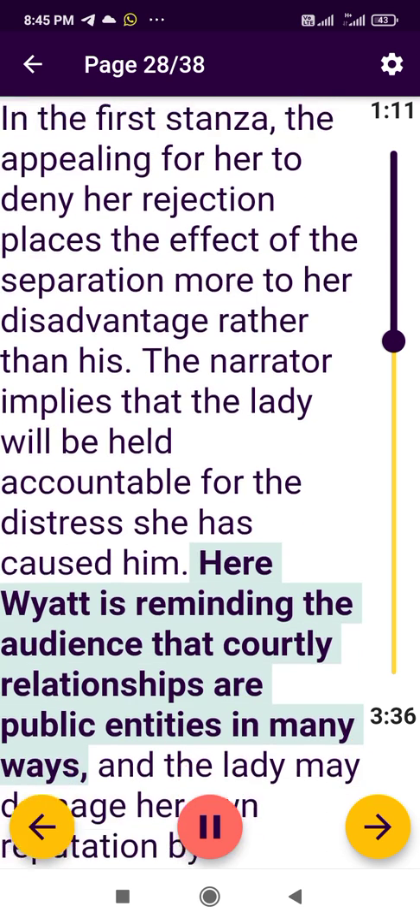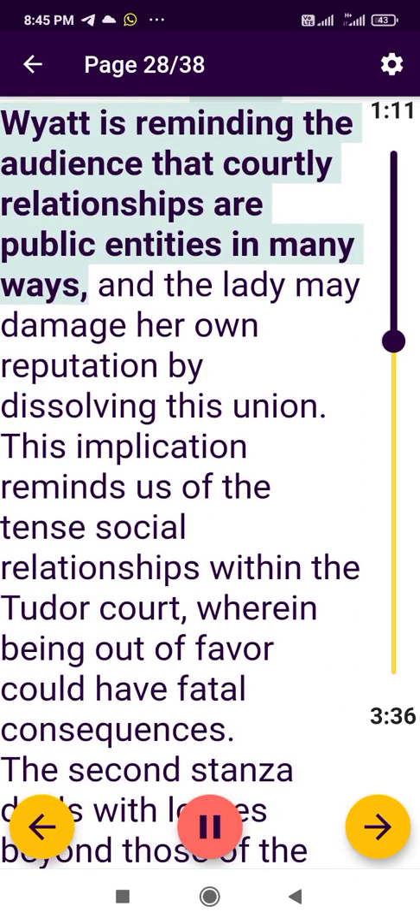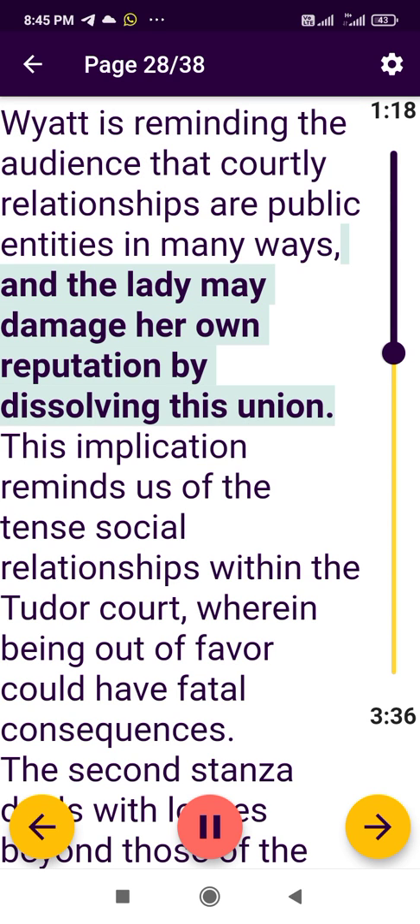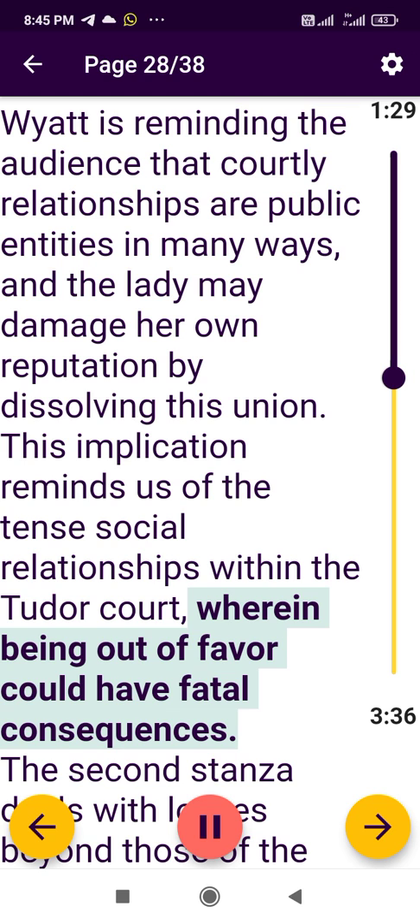Here Wyatt is reminding the audience that courtly relationships are public entities in many ways, and the lady may damage her own reputation by dissolving this union. This implication reminds us of the tense social relationships within the Tudor court, wherein being out of favor could have fatal consequences.